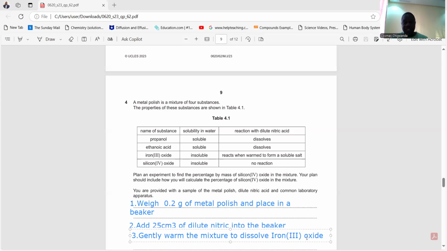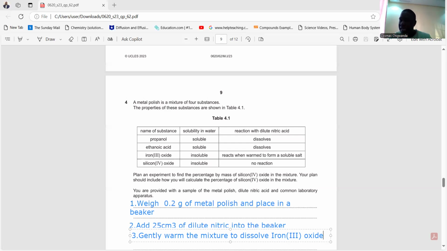Right, so what I've achieved so far is I have actually done the solvation of propanol, ethanoic acid, iron 3 oxide by using nitric acid. Okay, so what I now have is a solution of nitric acid, which has dissolved propanol, ethanoic acid, iron 3 oxide. But check in the table, silicon 4 oxide has not dissolved. So if I were to look at the container, I'll be seeing some residue of silicon 4 oxide at the bottom, but at the top, I have a solution. Propanol has dissolved, ethanoic acid has dissolved, iron 3 oxide has dissolved.